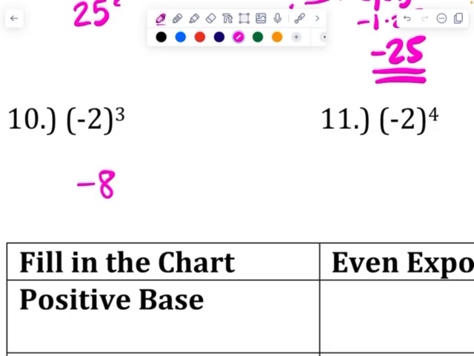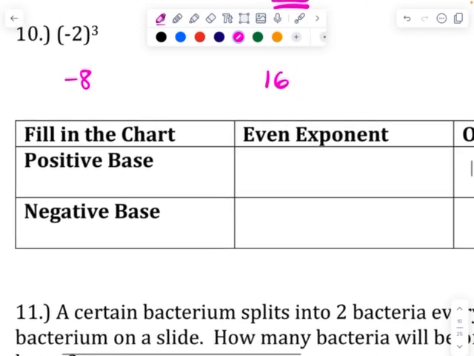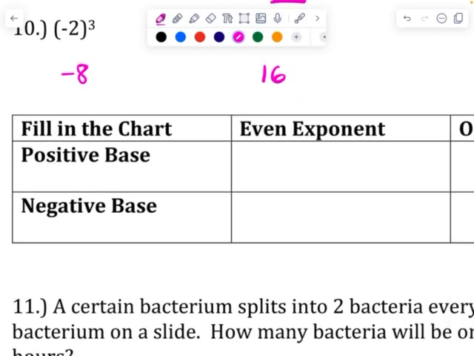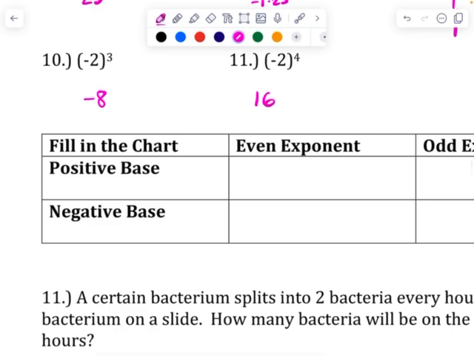Hopefully you got -8 and positive 16. All right, so let's fill in the chart. When we have a positive base, for example, when we have an even exponent with a positive base, so let's look at maybe 2 squared, or 5 to the 6th power, our answer is always positive.